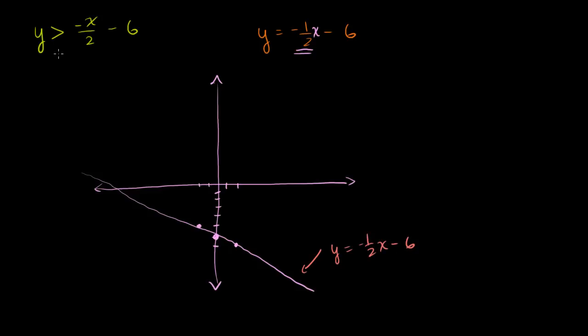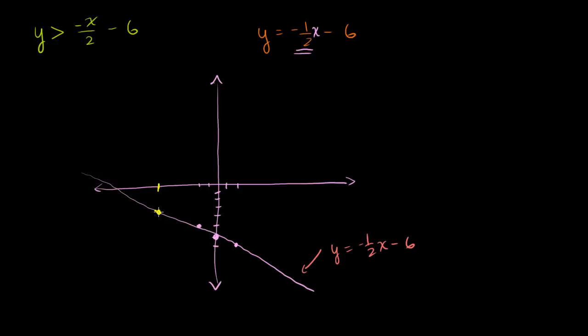Now, our inequality is not greater than or equal. It's just greater than negative x over 2 minus 6. So using the same logic as before, if you take any x, that's a particular x we want to pick, and you evaluate negative x over 2 minus 6, you're going to get that point right there, the point on the line. But the y's that satisfy this inequality are the y's greater than that.